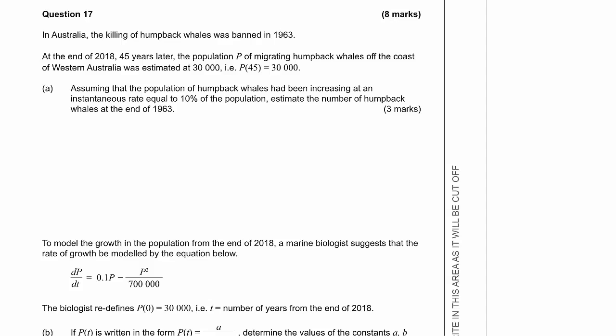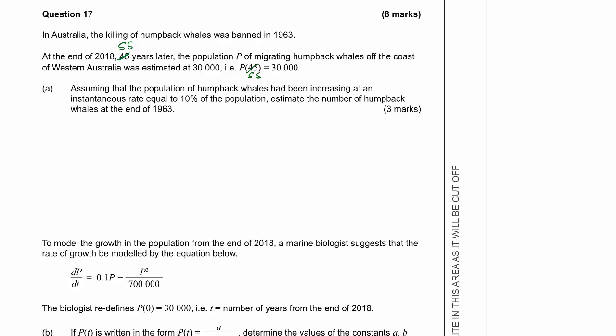In Australia, the killing of humpback whales was banned in 1963. At the end of 2018, 45 years later, well, this is interesting, in the spec exam that's actually 55 years, the population P of migrating humpback whales off the coast of Western Australia was estimated at 30,000. Now, I'm going to work with the true figure of 55. Assuming that the population of humpback whales had been increasing at an instantaneous rate equal to 10% of the population, estimate the number of humpback whales at the end of 1963.